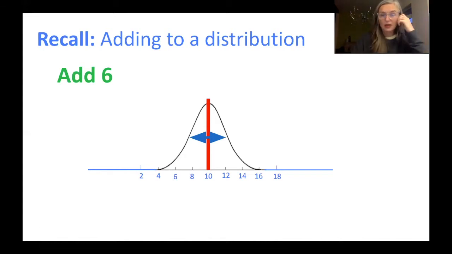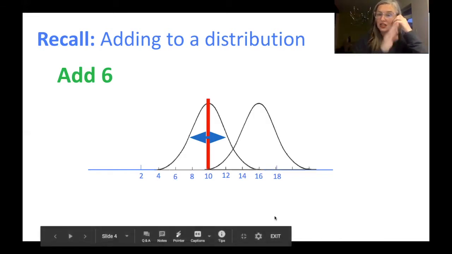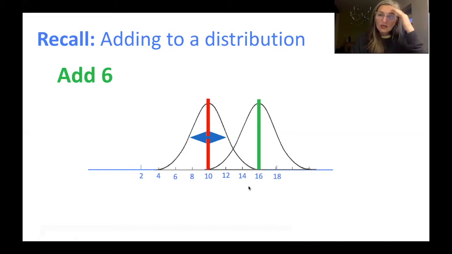So I'm literally going to take this whole thing and shift it up 6. And so now its mean is 16. The mean number of animals would be 16. It didn't get any wider, though, right? We didn't say some got more, some got less. We didn't say anything about the range because it's being added to everybody.